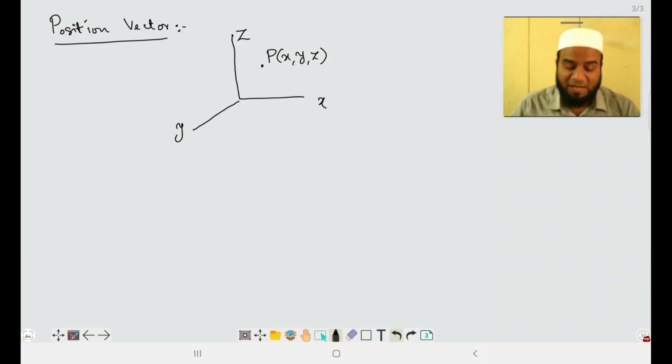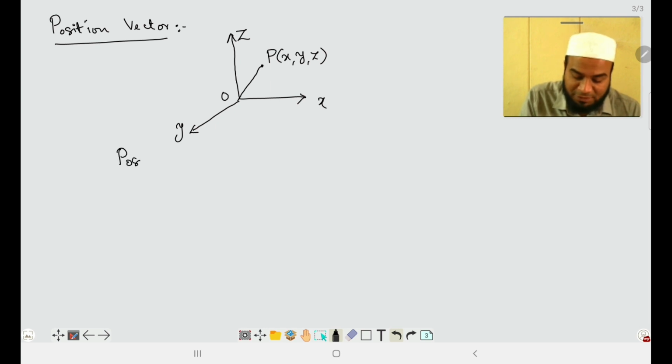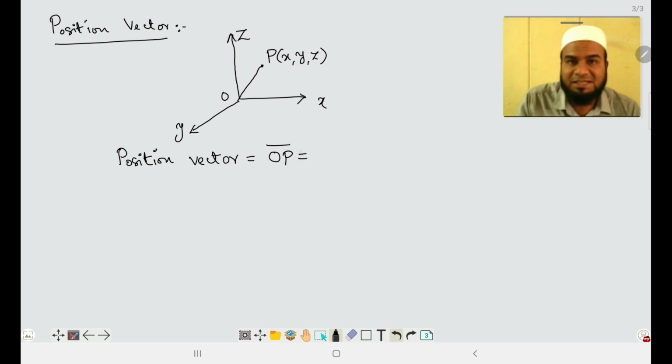So we have an xyz coordinate system and a point in this coordinate system which is given by P of x comma y comma z. Let this be the origin. Then the vector OP is called the position vector. That is, position vector is nothing but OP bar. Generally position vectors are denoted by small r bar. This is defined to be the position vector.